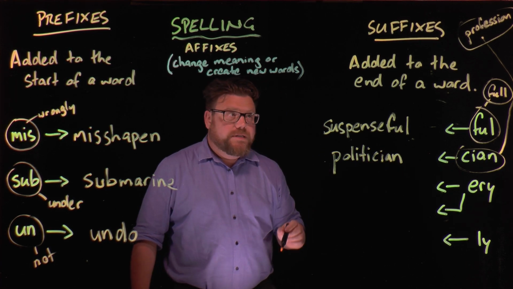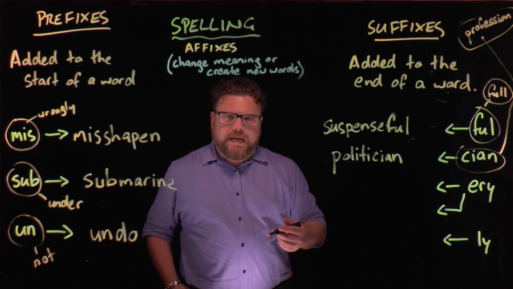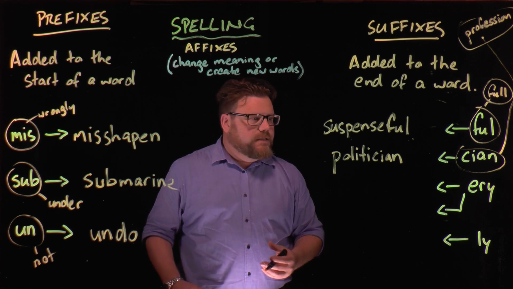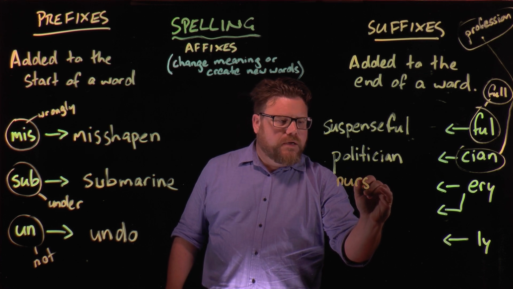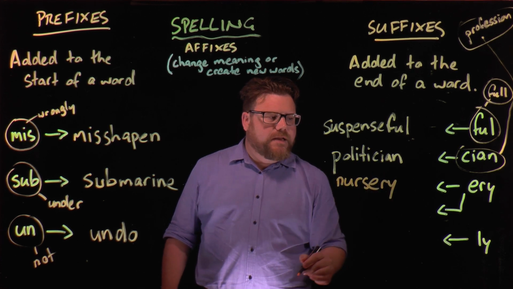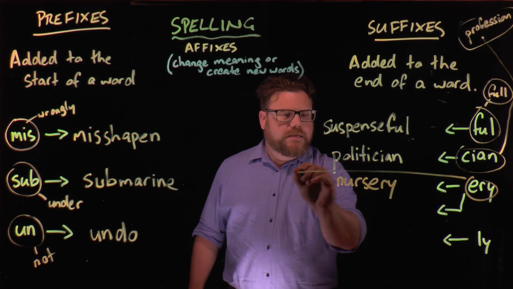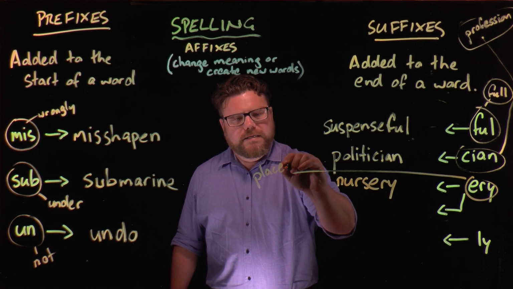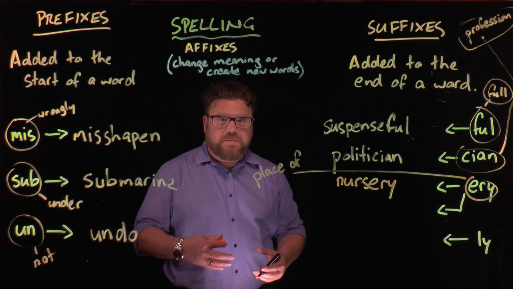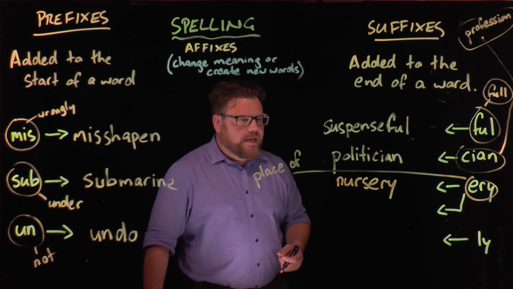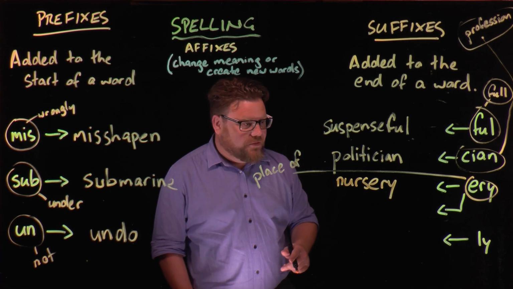ERY is a very useful suffix, and it can be used in a couple of different ways. It can be used to show that you're talking about the place of something. For example, if you had the word nurse and then you put ERY at the end, then you're using it to show that it is the place of nursing, so a place where young children might be, or a place where young plants are kept to be bought and sold or looked after, depending on whether they're plants or children, obviously.